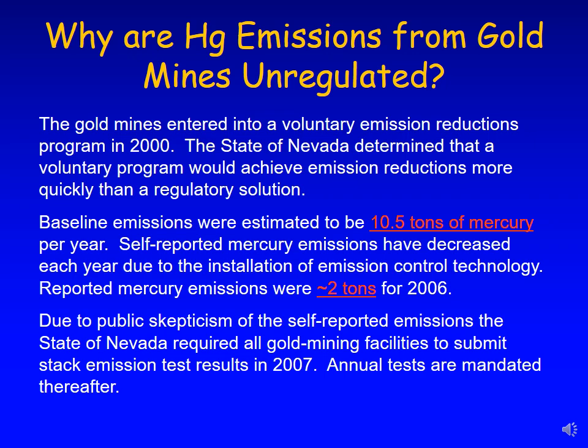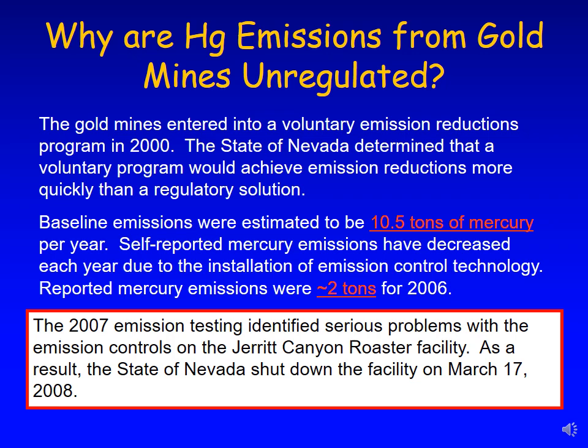And they have since self-reported that their mercury emissions have decreased each year. And supposedly by 2006, they were only emitting around 2 tons per year. And they were doing this by installing scrubbing technology on the roasters. However, because these were self-reported numbers, the public was quite skeptical. And the state of Utah was particularly skeptical because of our mercury problems. And so the state of Nevada started requiring all gold mining facilities to submit stack emission test results in 2007, and annual tests are mandated thereafter.